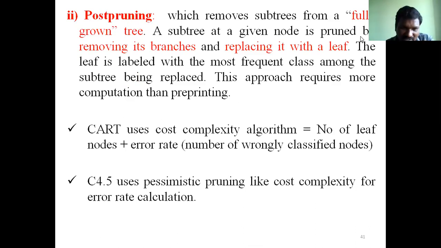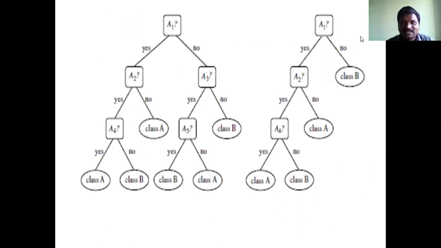Here the pruning method uses a cost complexity algorithm, the number of leaf nodes plus the error rate. And then C4.5 uses pessimistic pruning, like cost complexity, for the error rate calculation. This is the way.